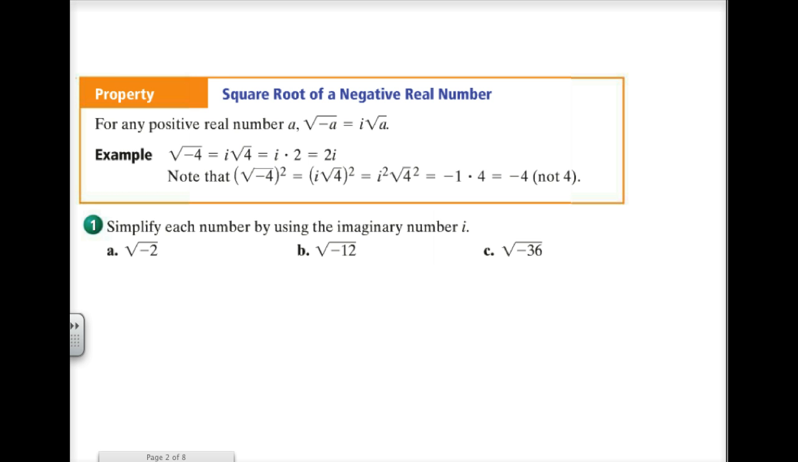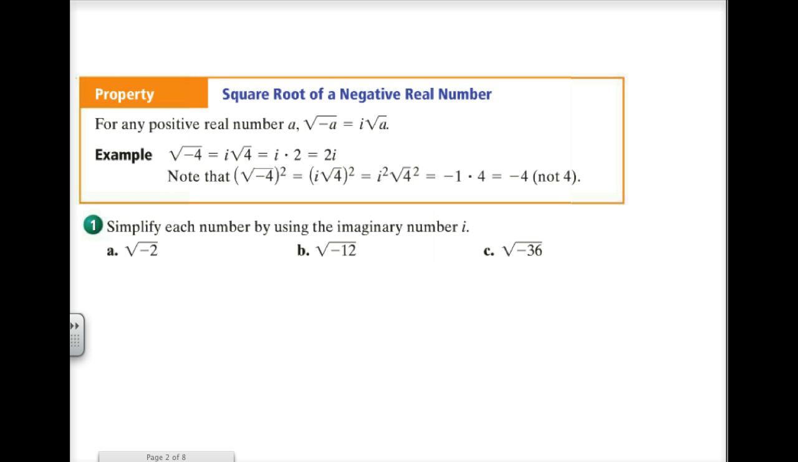Note that the square root of -4, squared, is equal to i times the square root of 4, squared, which is equal to i squared times the square root of 4 squared. We'll talk about what i squared is later, but you can see here that i squared is equal to -1, times 4, and so it's equal to -4. So you notice that it is not a positive 4. That's a note that we'll explore a little more in this chapter.